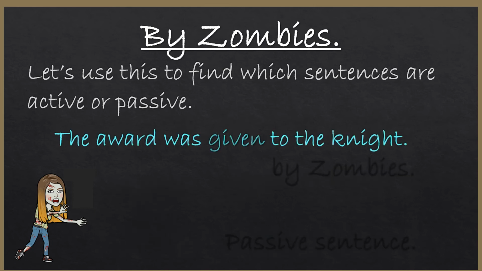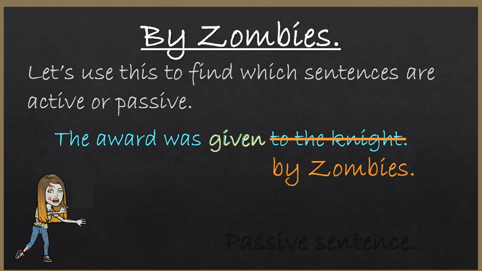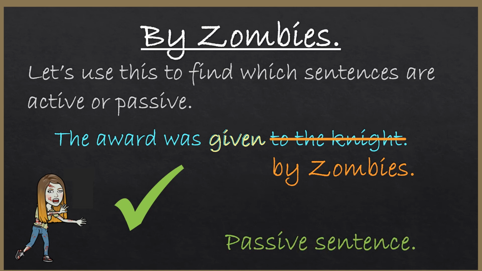Our new sentence is the award was given to the knight. Remember what we need to do first? That's right, we need to find the verb. Shout out the verb to me. Well done. It's given. Now remember, we need to cancel off anything else after the verb and replace it with by zombies. Does this make sense? The award was given by zombies. Yes, it does. So that means the sentence, the award was given to the knight, is a passive sentence. Well done.